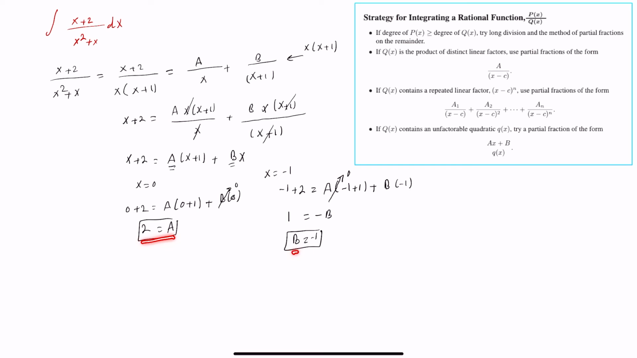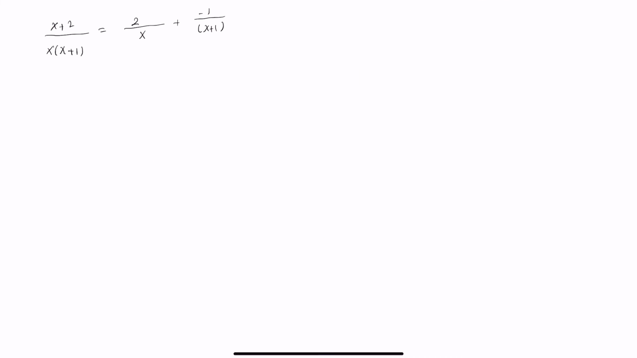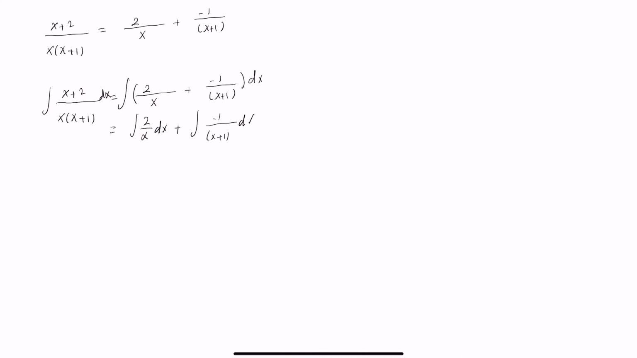Now, I'm going to plug this value back into here. So, (x + 2) over x multiplied by (x + 1) is equal to A, which is 2, over x, plus B, which is minus 1, over its denominator, which is x + 1. Now we are ready to integrate. So the integral on the left side is going to be the integral of the right side. That's going to be equal to the integral of 2 over x dx plus the integral of minus 1 over (x + 1) dx.